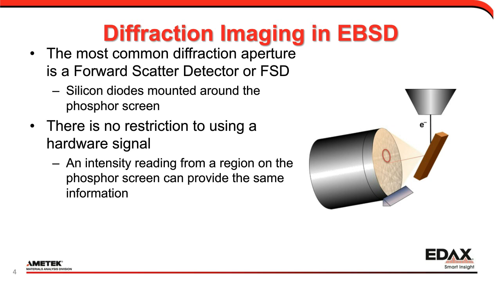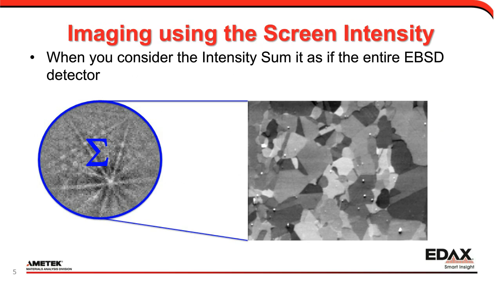The first choice is to use the whole screen as the aperture. The advantage is that the signal is high, so the noise is low. The disadvantage is that the contrast is also low, but not necessarily zero. Although possible, this method is not very useful in practice.